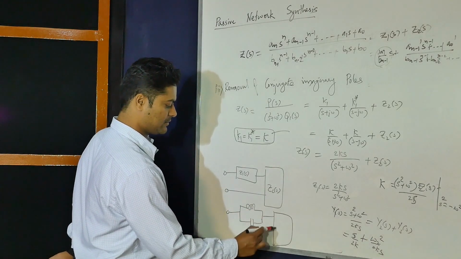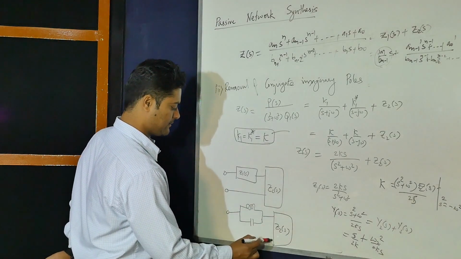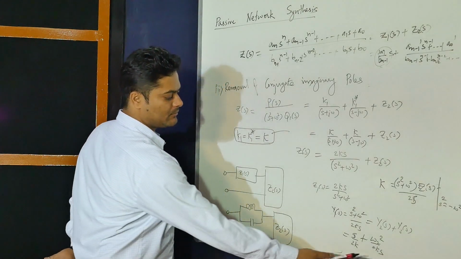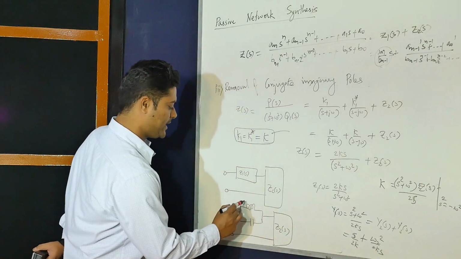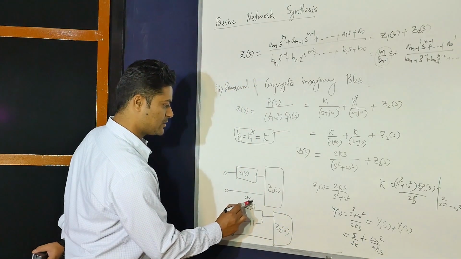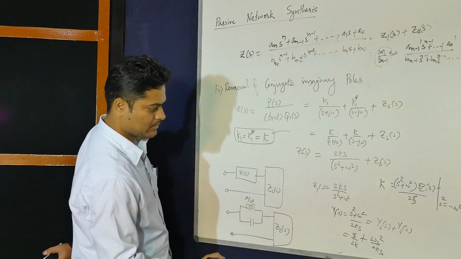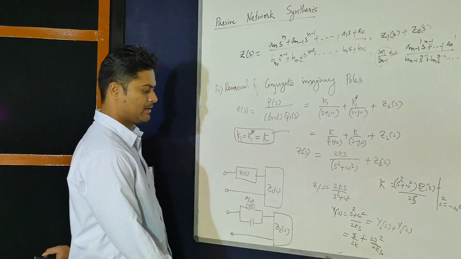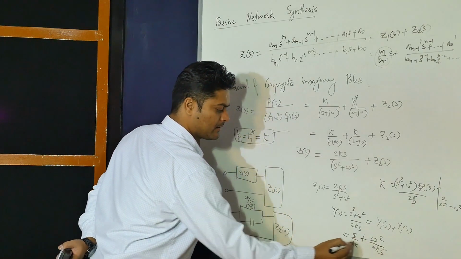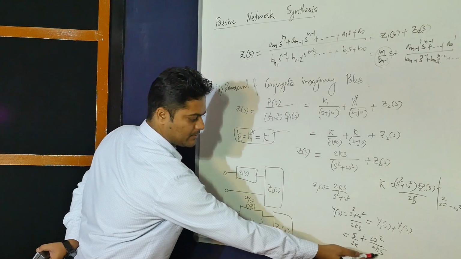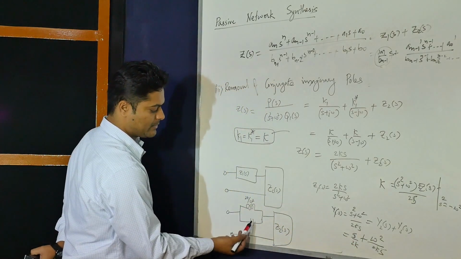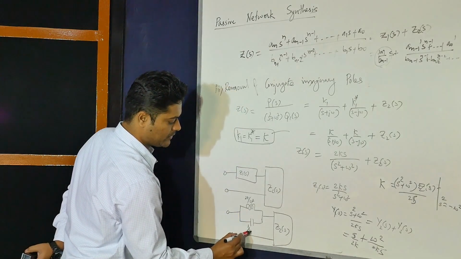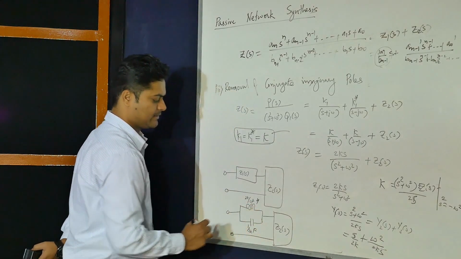It goes further, Z2(s). Inductor value is what? 2k by omega square, and the capacitor is C into s, so 1 by 2k. This is in farad, this is in Henry.